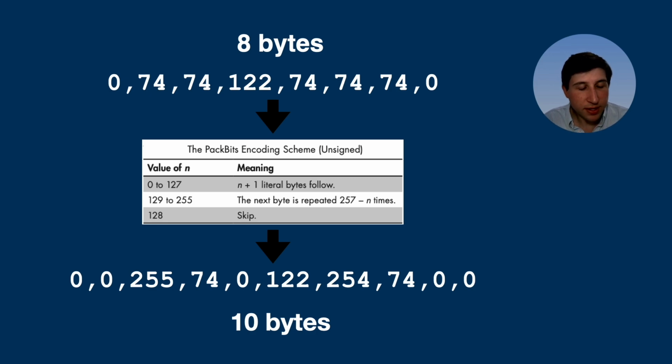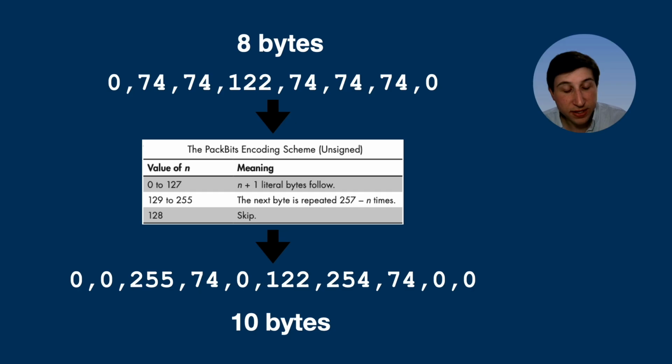So, okay, let's take our original 8 bytes for representing our image of the word hi and use PackBits to convert it. So we started with the number 0. So we have to first say there's going to be a 0. And that would mean 0 plus 1 is 1 literal byte follows. And then we have 0 after that. Then we have the number 255. What does that mean? That means 257 minus 255 is 2, which means the byte 74 is going to repeat twice. Then another 0, meaning that the next byte is a literal. So 122 is a literal again. Then we have 254 because 257 minus 254 is 3.